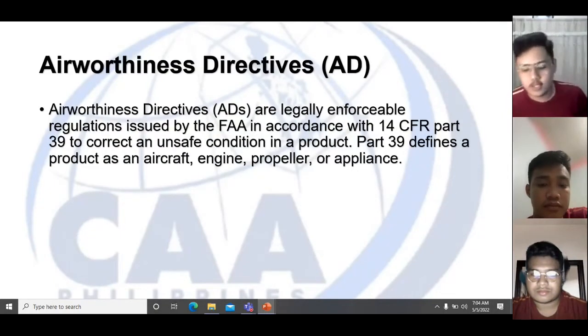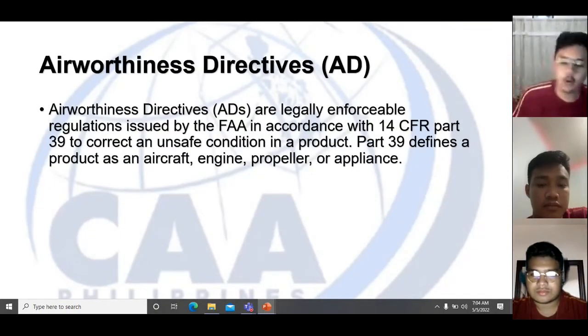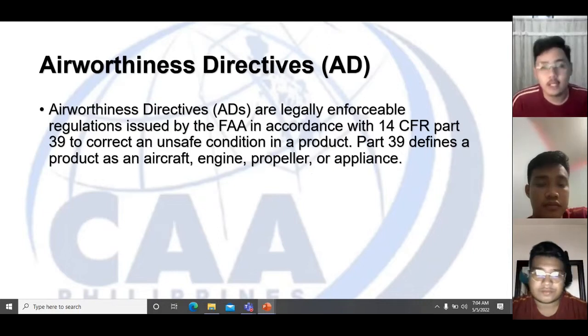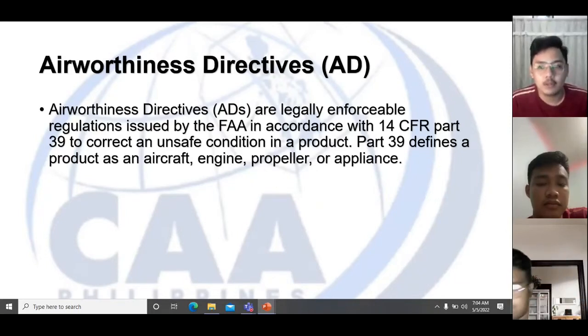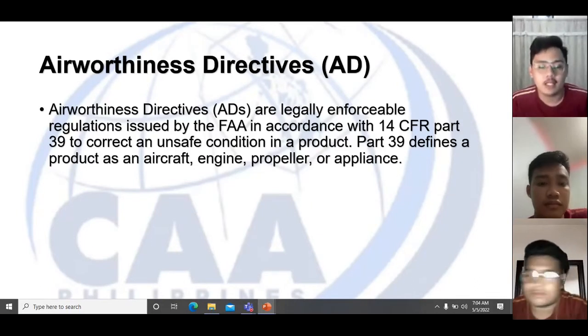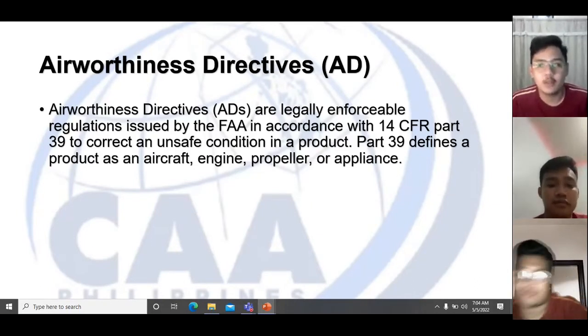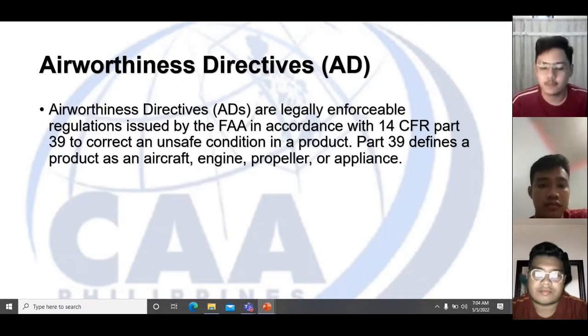So this is the first type and component of FAA documents, the airworthiness directives. Airworthiness directives, or AD as we know, are legally enforceable regulations issued by the FAA in accordance with 14 CFR Part 39 to correct an unsafe condition in a product. Part 39 defines the product as an aircraft, engine, propeller, and appliance.